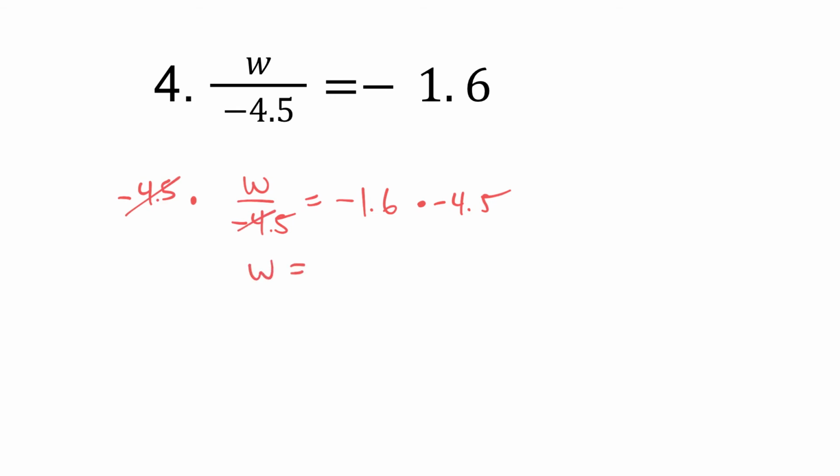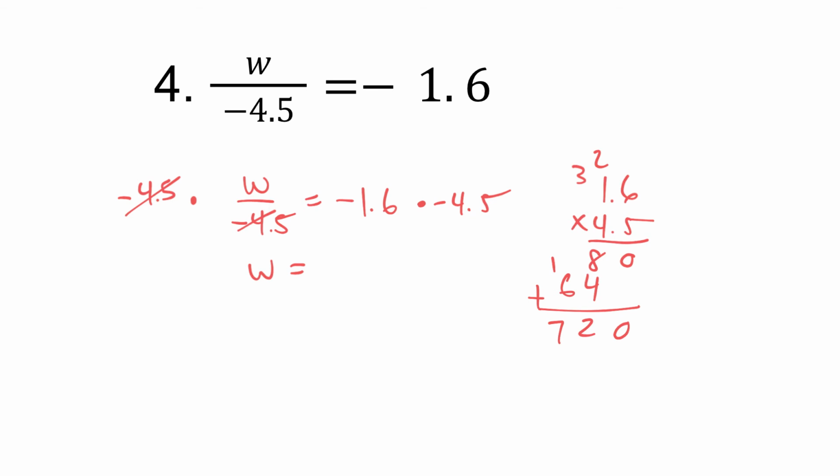Now here, negative times negative is positive. My answer is going to be positive. I just have to figure out what 1.6 times 4.5 is. 6 times 5 is 30. 1 times 5 is 5, plus 3 is 8. And then 4 times 6 is 24, so 24. And then 1 times 4 is 4, plus 2 is 6, so I have 6. Add them up: 0, 8 plus 4 is 12, 7.